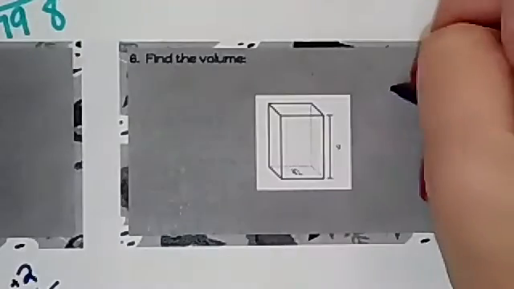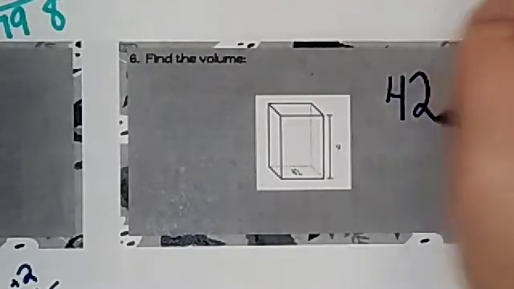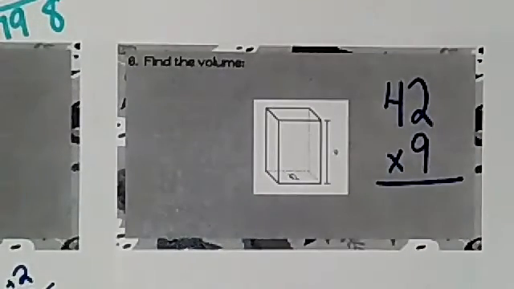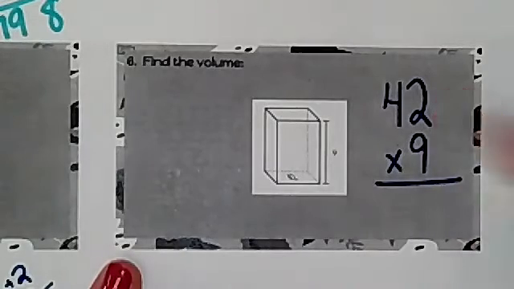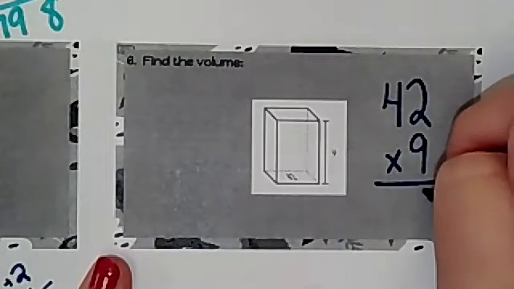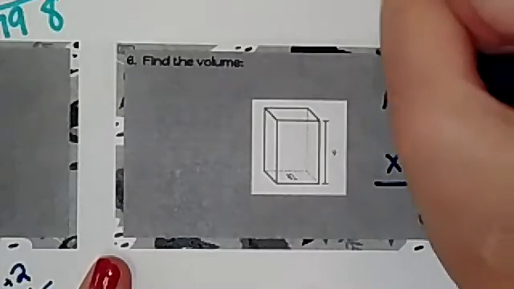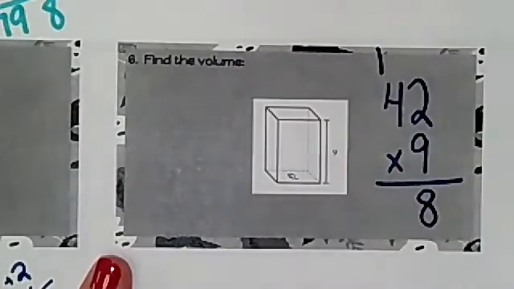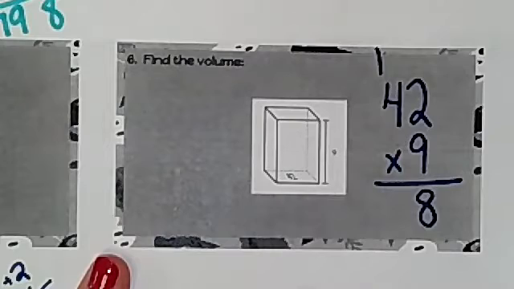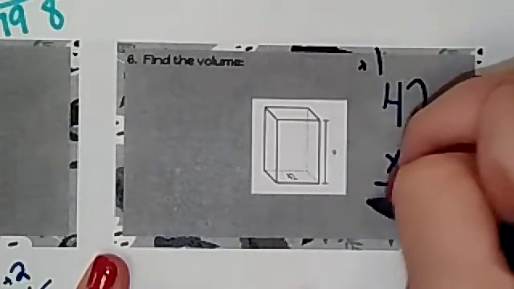Multiply, here we go. So you are just gonna do the base times the height. That's it. Isabella, what is 9 times 2? 18. Leave the 8, carry the 1. Sydney, what is 4 times 9? Plus 1 more. Very good.